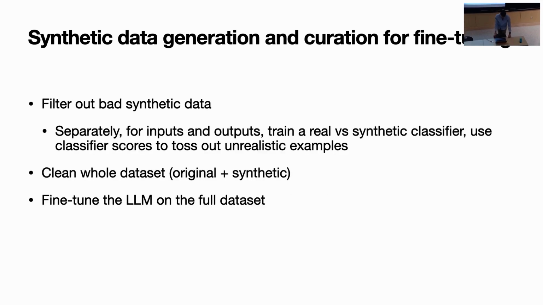And then after that, now we have our cleaned base data set. We have some synthetic data. The step we want to follow next is to filter out the bad synthetic data from this data set. One thing we might do is look at the entire data set, right? We have a mix of synthetic and non-synthetic data. We could train a real versus synthetic binary classifier on that data, and use the classifier scores to toss out the examples that are unrealistic. This will give us a higher quality data set.